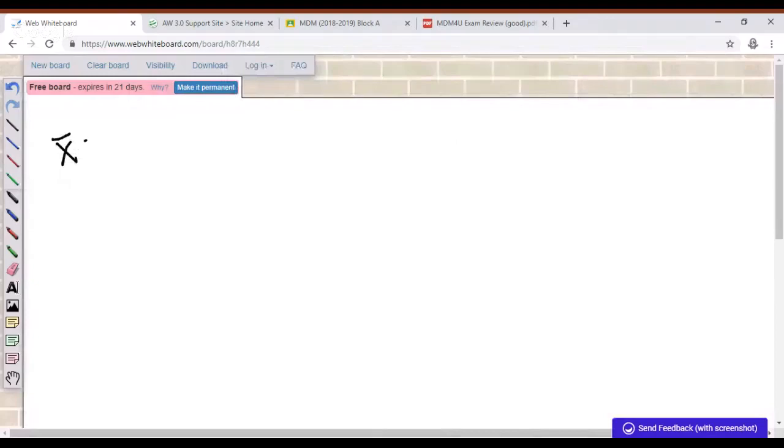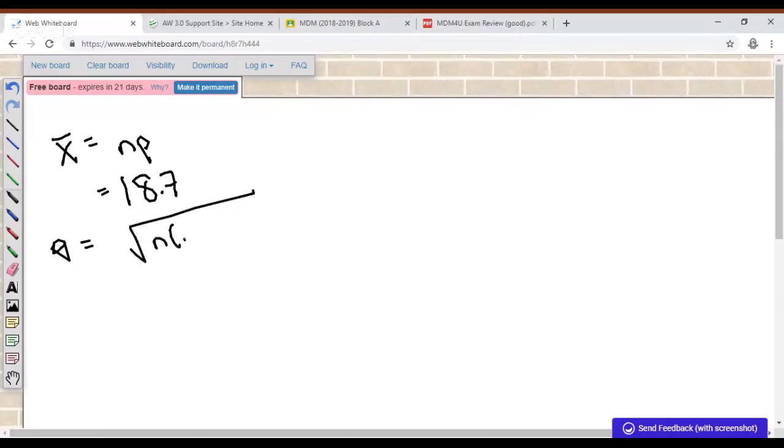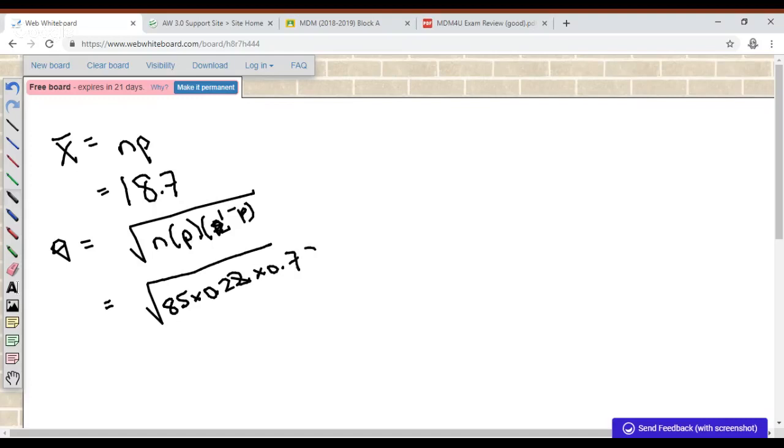We need to calculate x bar. X bar is n times p. We just calculated that and I erased it. So yay, it is 18.7. And then the standard deviation is the square root of n times p times 1 minus p. So it is the square root of 85 times 0.22 times 0.78, which is 3.82.